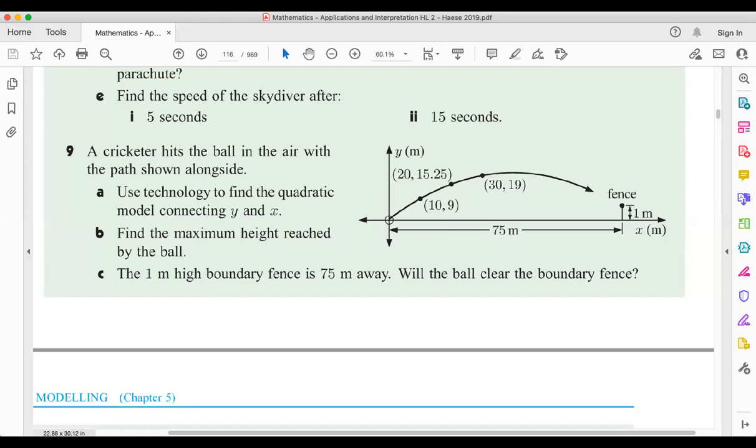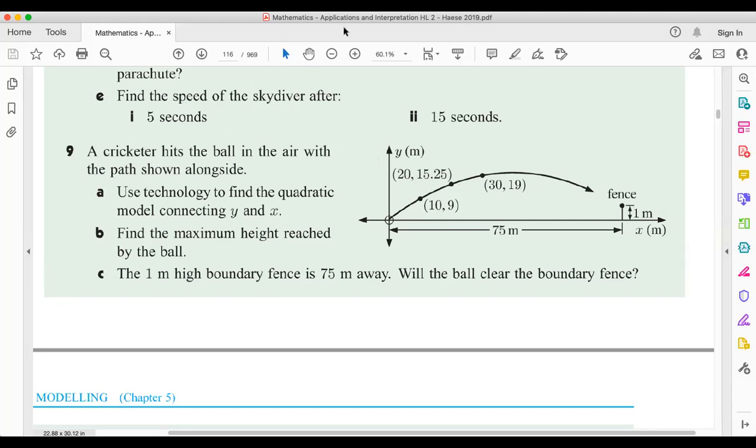So what we're going to do is first find out, using technology, what's the graph equation that we have. It passes through (10, 9), (20, 15.25), (30, 19). So we can make up three simultaneous equations. But I'll show both approaches to get the equation. One is called the regression approach, the other is quadratic modeling using simultaneous equations.